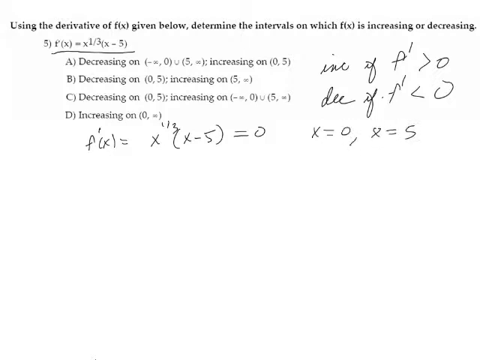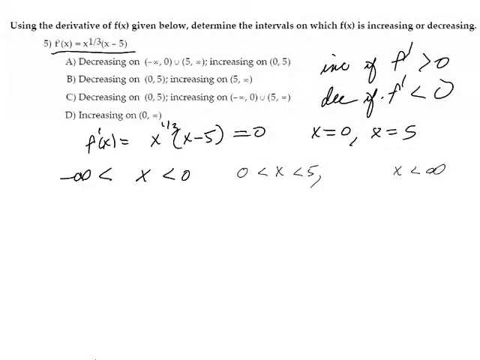So we need to break the interval from minus infinity to plus infinity into 3 parts: from x equal minus infinity to 0, x between 0 and 5, and x between 5 and infinity.